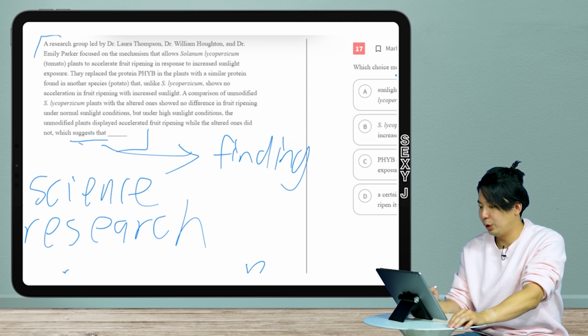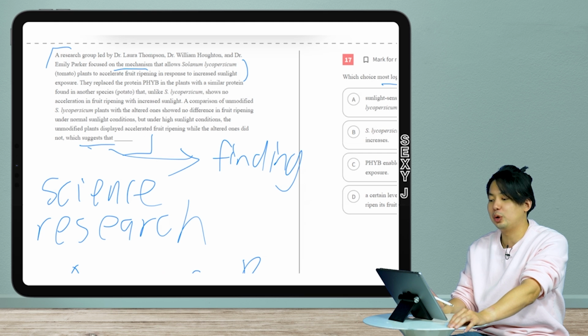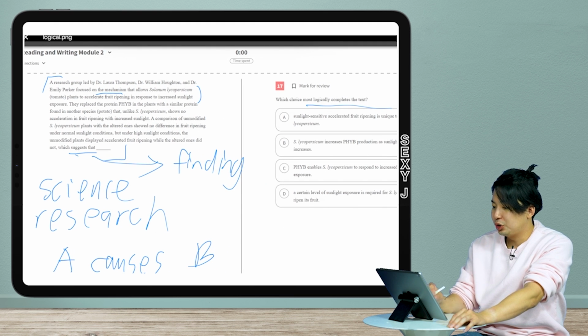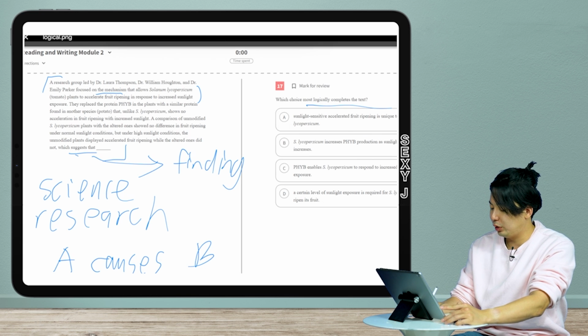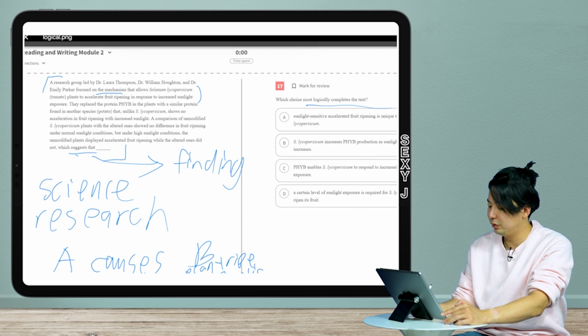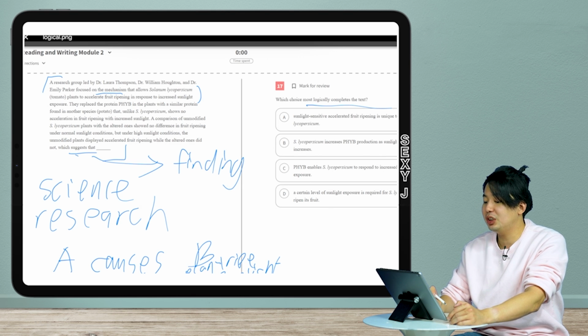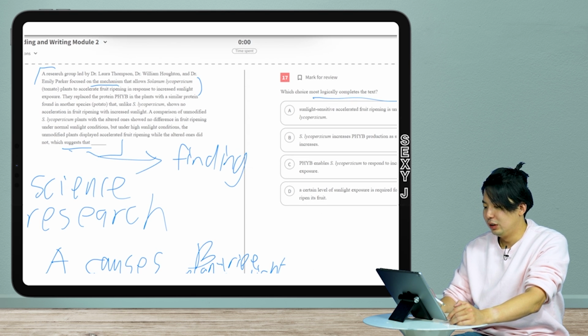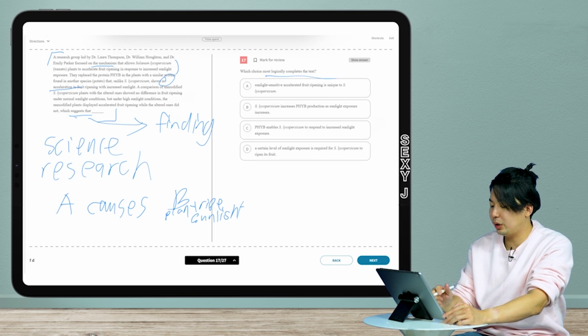What am I looking for? From the first sentence, I am trying to figure out what is the thing that allows the plants to accelerate fruit ripening in response to increased sunlight exposure? I know that's a lot of words, but we are looking for something that allows plants to ripen. So allows plant, ripe, sunlight, all that stuff. Then they replace the protein PHYB in the plants with a similar protein. That doesn't work, no acceleration. So what is the thing that I'm testing? I'm testing PHYB.